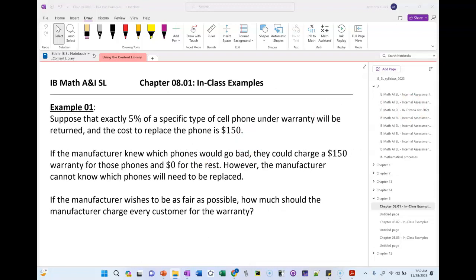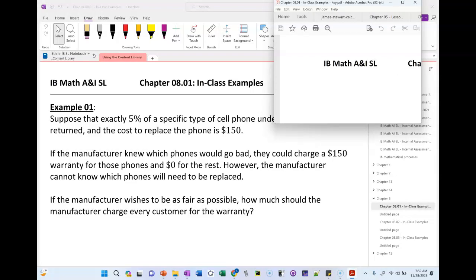Let's run through these in-class examples, and then we will stop, and I'm going to check in IA data or IA calculations, and that'll be that. Sound okay?